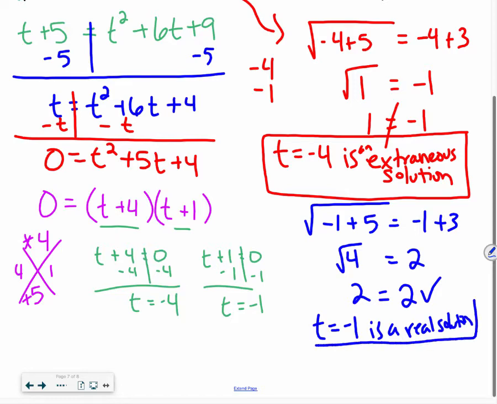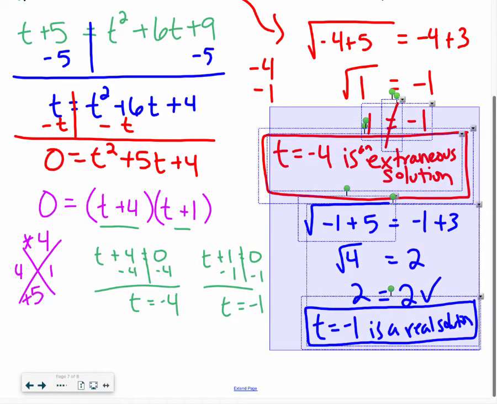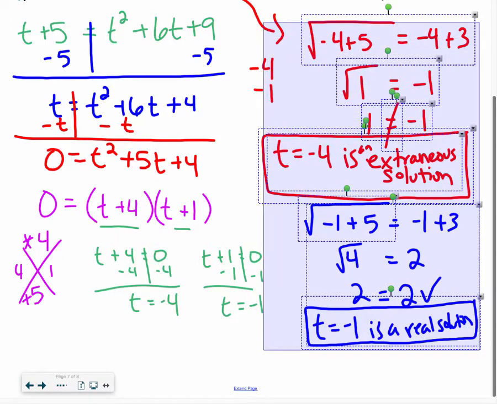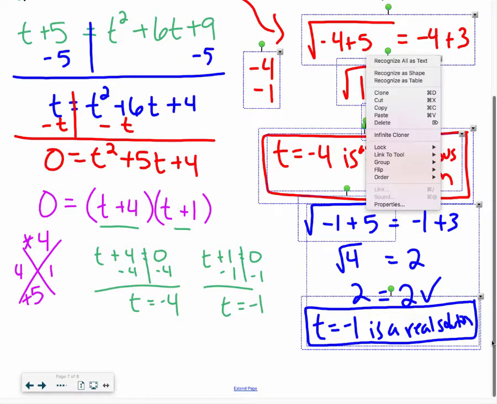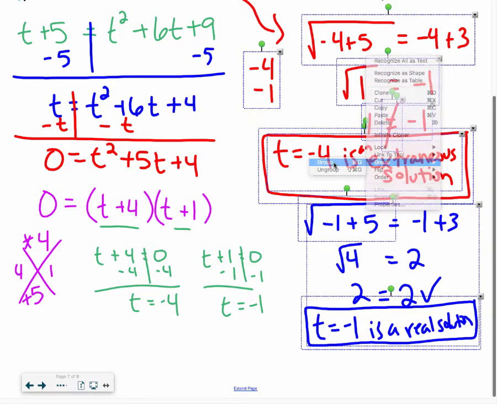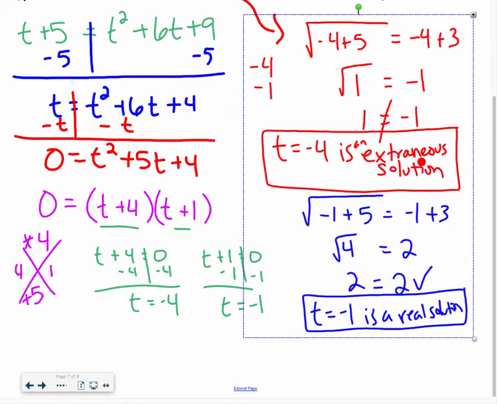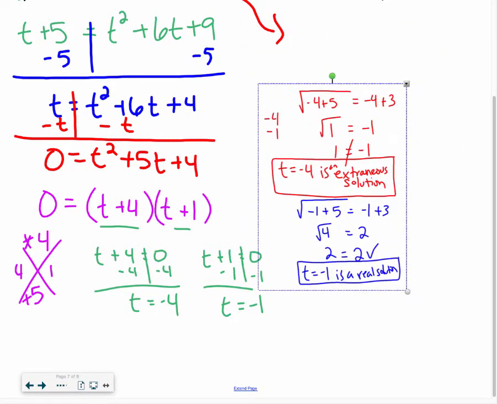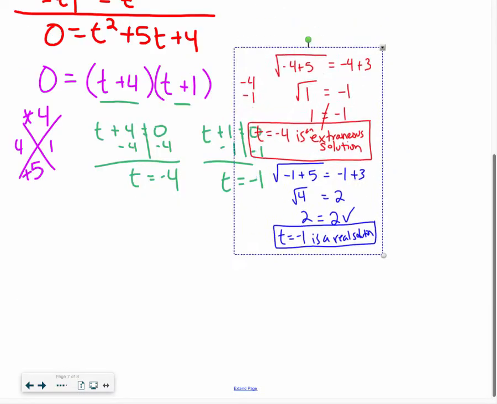I will ask you to identify extraneous solutions on your homework, and for sure on the test, you need to make sure that you know how to do this process, okay? I know it might seem like an unimportant step, but it is very important that you know how to do this, okay? So I'm going to move that over to the other side so that we have some space to try our next problem.